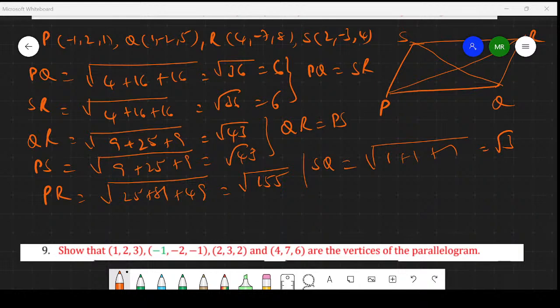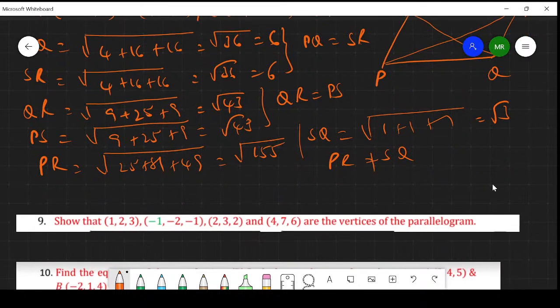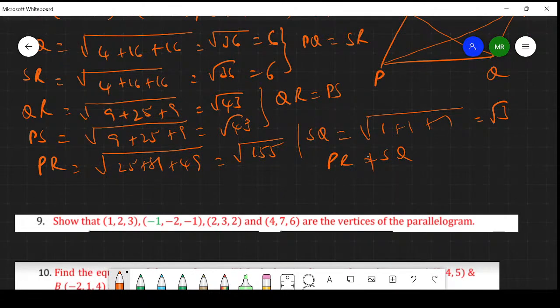I can write PR not equal to SQ. Therefore, conclusion: opposite sides are equal and diagonals are not equal, so PQRS is a parallelogram. Again, conclude this: PQRS is a parallelogram, simple.